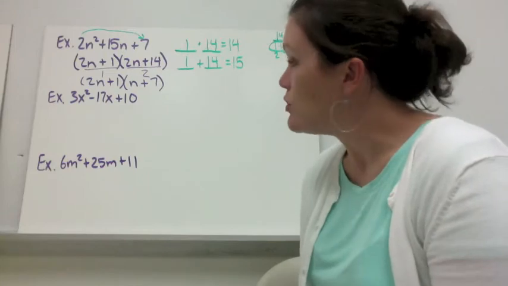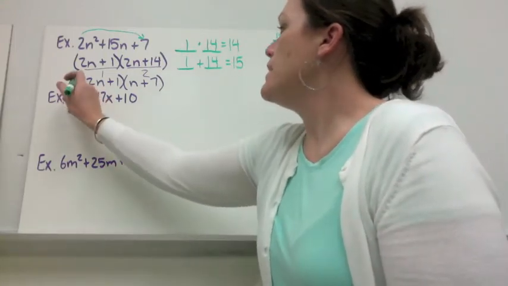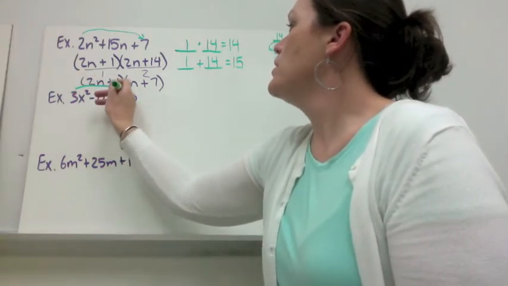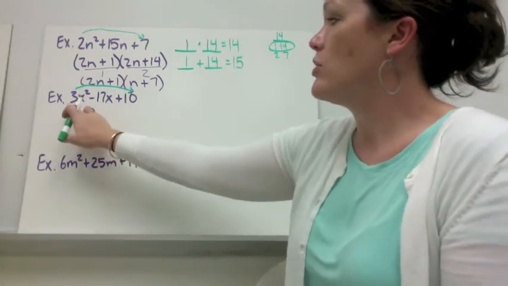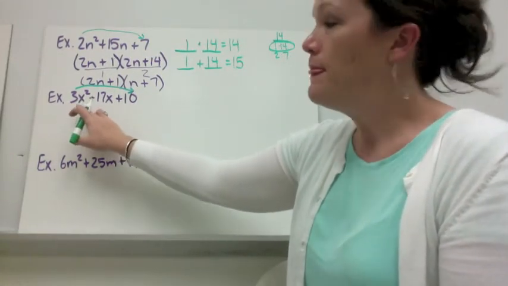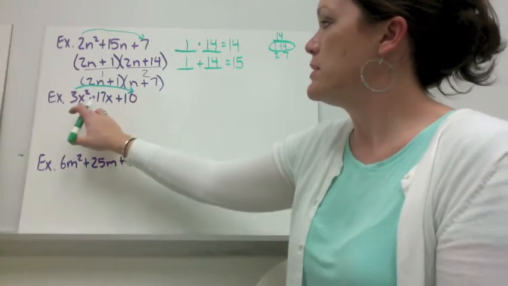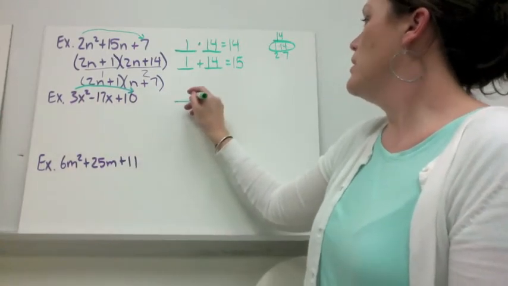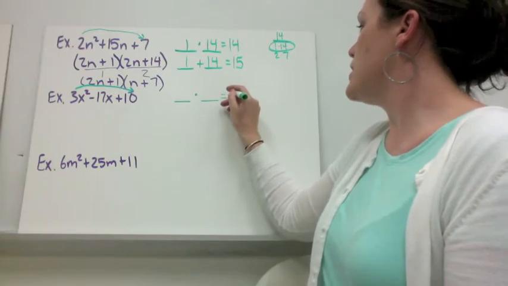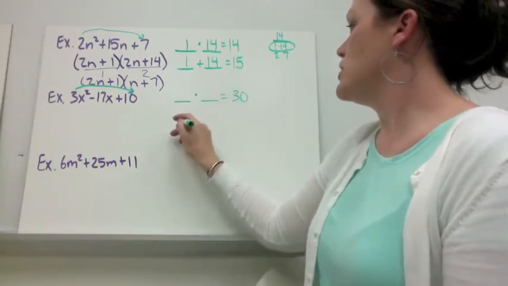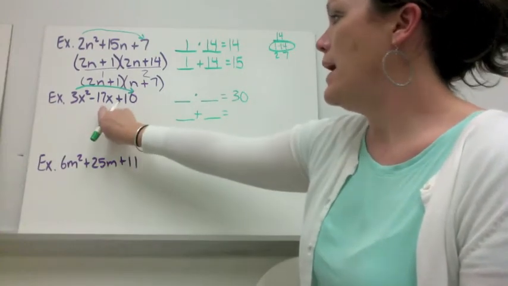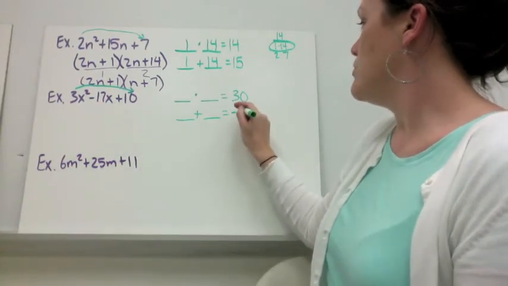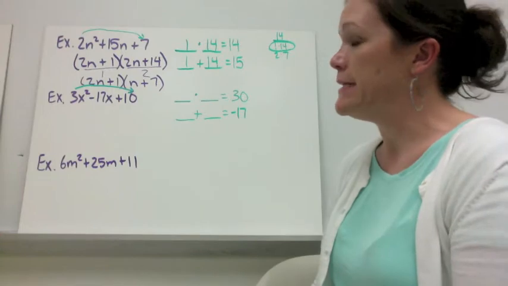Let's look at example 2. A times c. So a is 3. Our trinomial is 3x squared minus 17x plus 10. So a times c would be 3 times 10, which is 30. So I want to multiply to get 30. I want to add to get b, which in this case is negative 17.